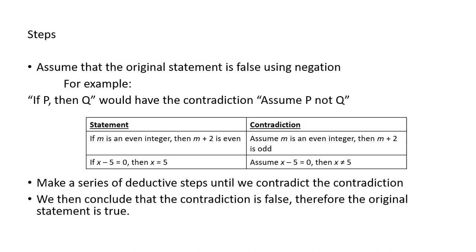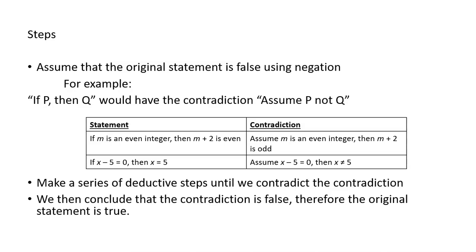So what do I mean by that? Well, a couple of examples. Let's imagine I give you the statement that if m is an even integer, then m + 2 is even. My contradiction to that would be saying, assuming that m is an even integer, then m + 2 is odd. So I've taken the if and made an assumption, but then I've negated and reversed the other part of the statement. Second example I've got there: if x - 5 is equal to 0, then x equals 5. Well, the contradictory statement for that one that we would use is assume x - 5 equals 0, then x cannot equal 5. And we would use that to try and prove the statement that we want.